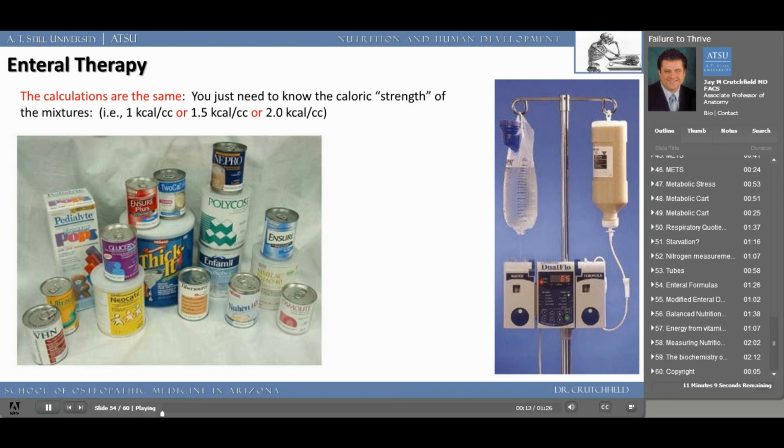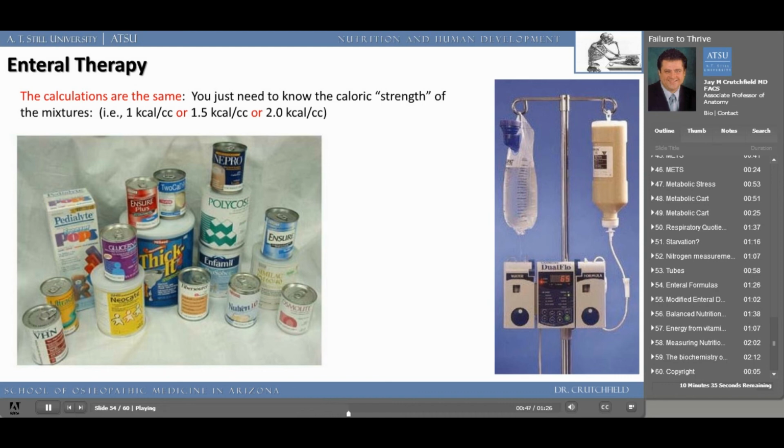Most of the formulas, like Ensure, which is advertised on television, and Glucerna, are about 1 kcal per cc. You'll need to memorize that too. Most of these formulas, not all, are about 1 kcal per cc, and they're given enterally through a feeding tube. The Ensure commercials always make me laugh because it shows two elderly people out rowing a boat, and they're supplementing their diet every day by drinking Ensure Plus. This is not what these chemicals were intended for.